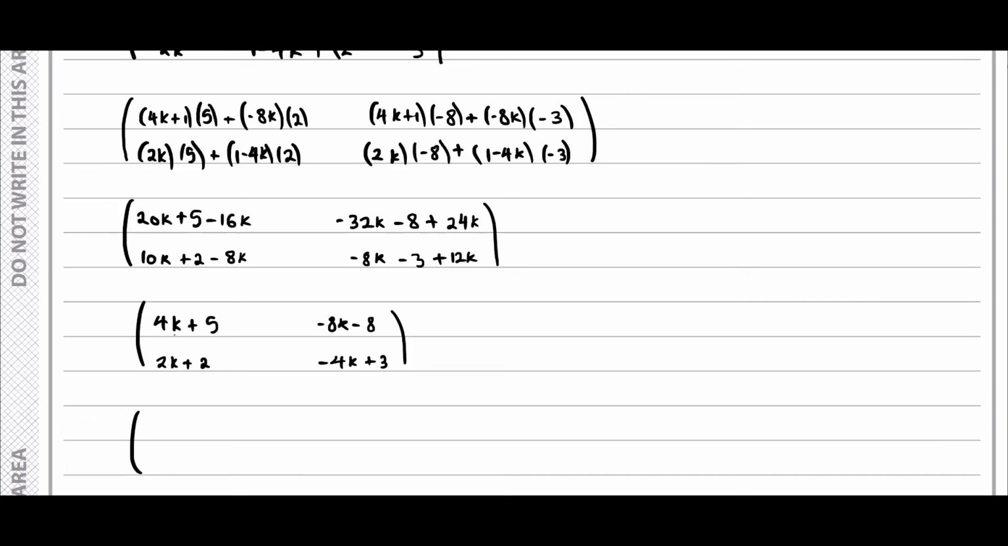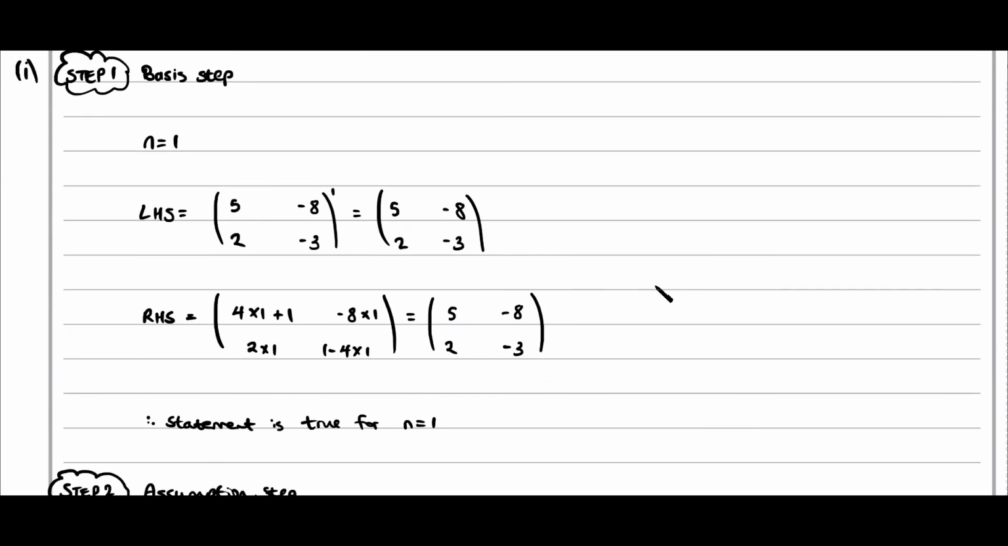And if we consider the 4k plus 5, we can rewrite that as 4 lots of k plus 1 plus 1. And obviously 4 times by k gives a 4k, 4 times by 1 plus the 1 gives a 5. Then here we can factorize out a minus 8, so we have minus 8 lots of k plus 1, which gives minus 8k minus 8. Here we have 2 lots of k plus 1, which expands to give 2k plus 2. And here we have 1 minus 4 lots of k plus 1, which gives 1 minus 4k minus 4, which gives minus 4k plus 3. And indeed, that's the bit we wanted to show.